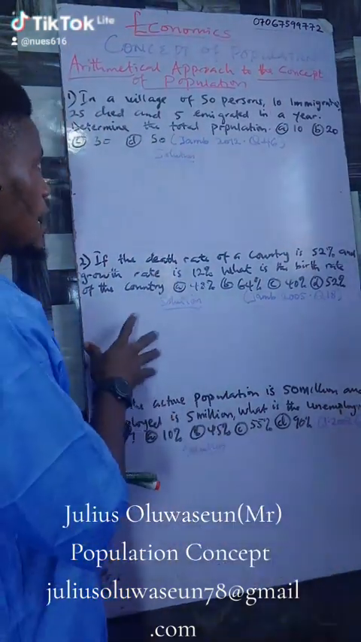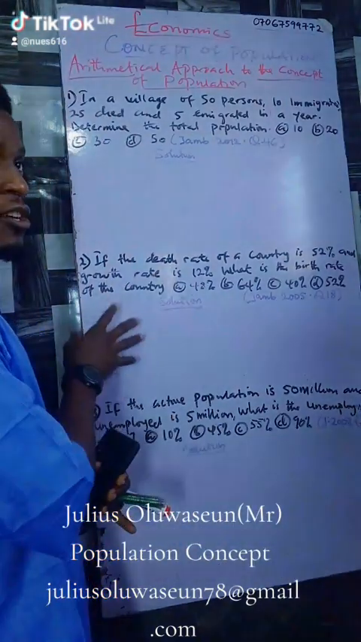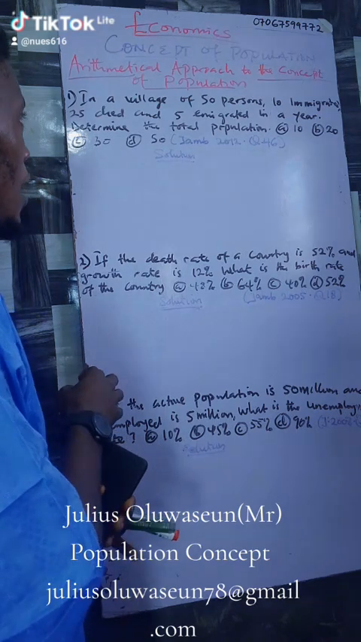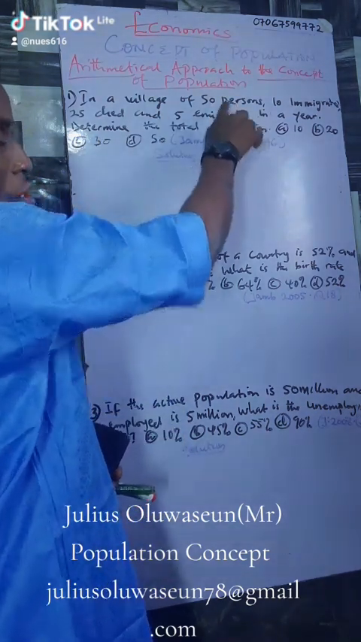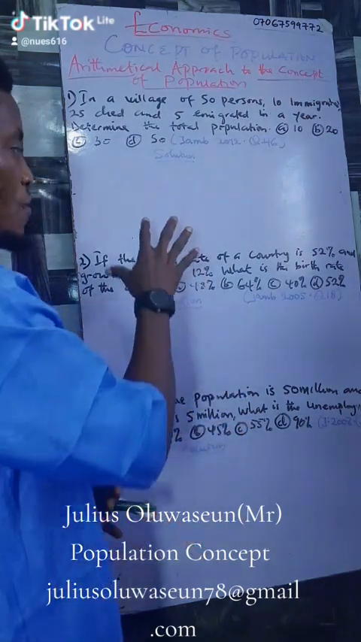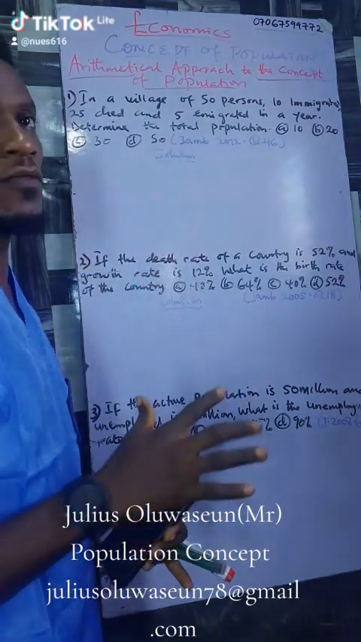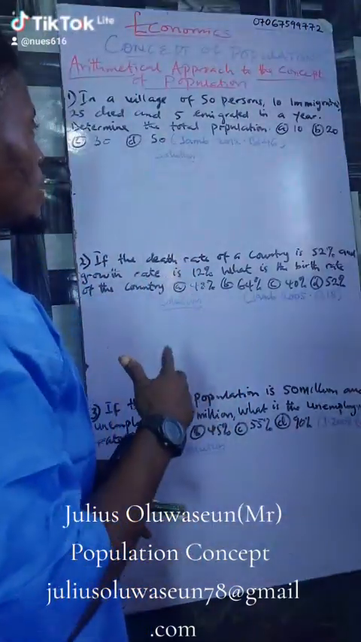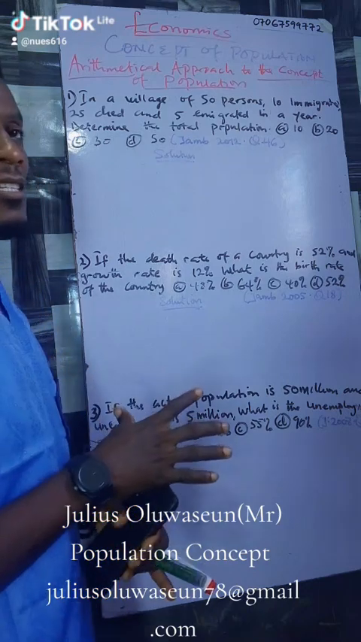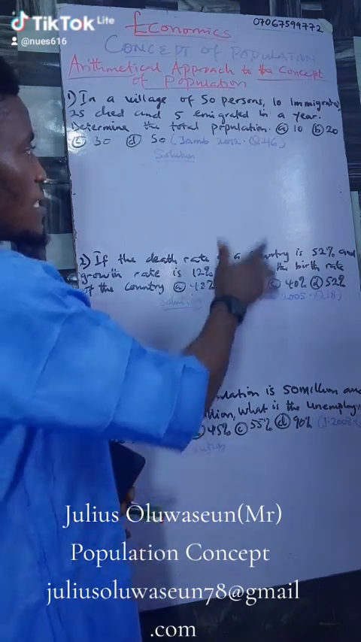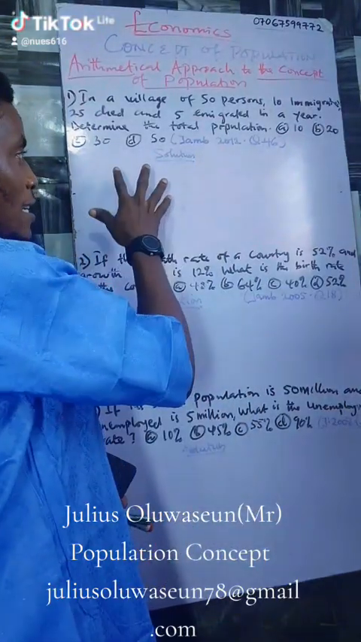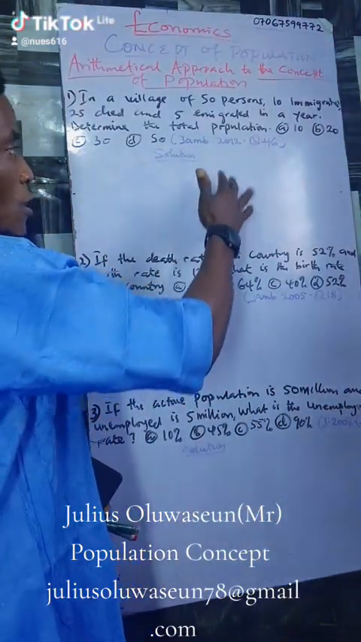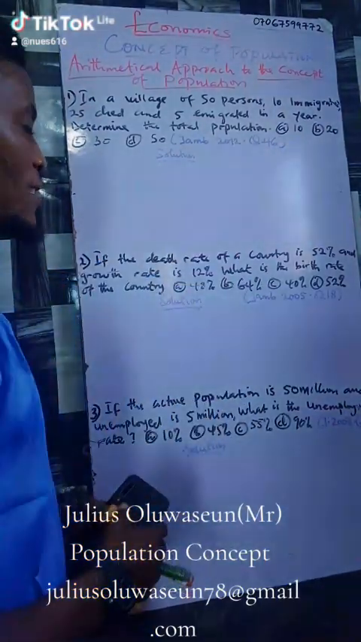Now, this is the arithmetical aspect of the theory of population. We have the arithmetical approach to the concept of population. Is that taken? So this will be our major concentration for today. Now we have 3 questions at hand, extractions from different JAMB years. So we have the first one as an extraction from JAMB 2012 question 46.